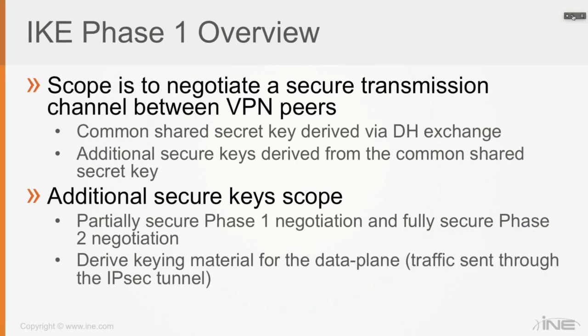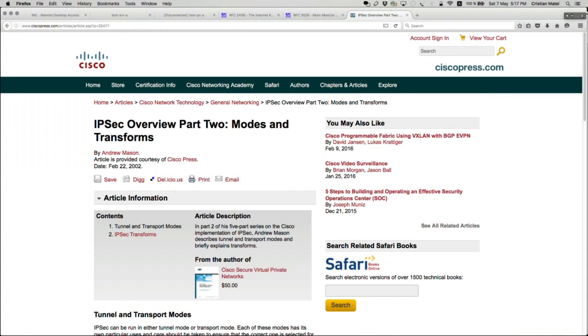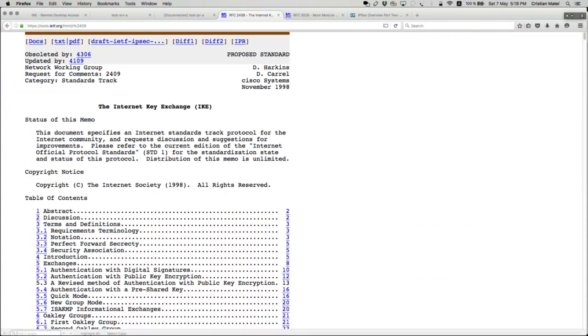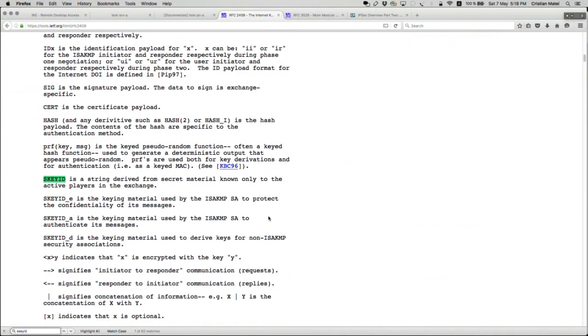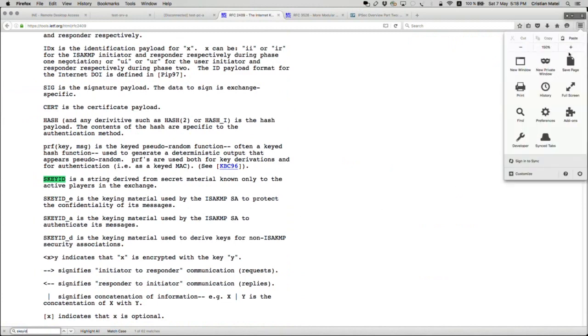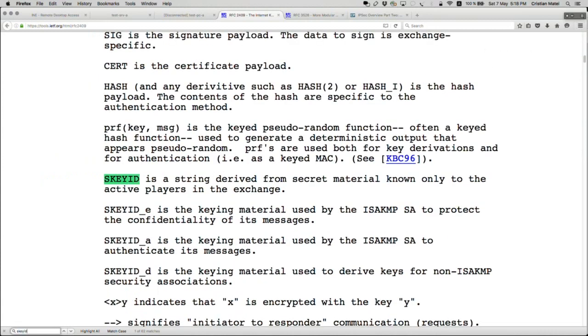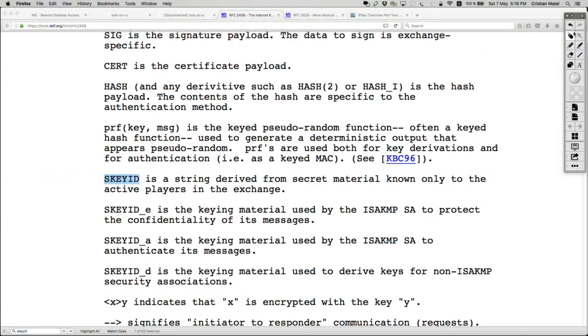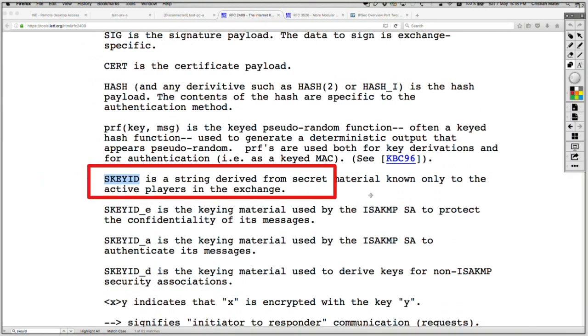Like for example, if you look in the RFC 2409, we have what is called the SKEYID, which is that secure common shared secret key, which is only known to the active players in the exchange, which means the VPN gateways. So through the Diffie-Hellman exchange, which we're going to speak about in a bit, both VPN gateways end up with that common shared secret key without ever exchanging it over the wire.